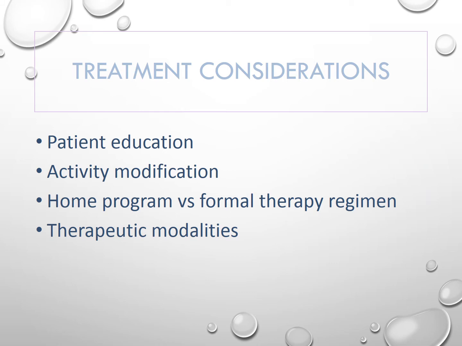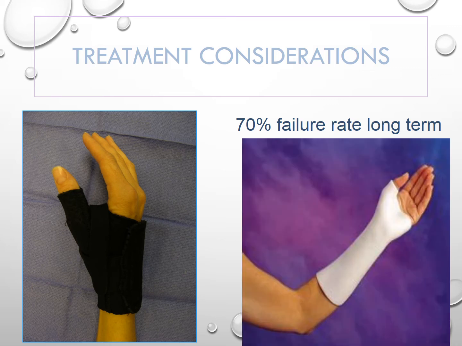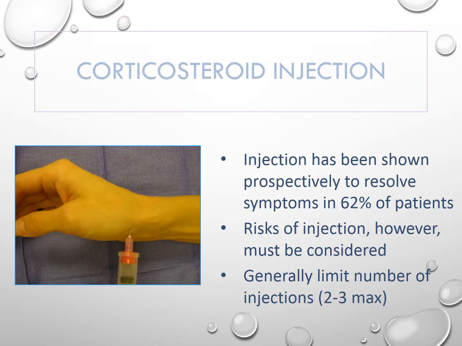Treatment considerations include patient education, activity modification, home program or formal therapy, which doesn't help many, and therapeutic modalities. There is also the option of trying a brace. However, 70% of patients end up failing long-term using a brace because the brace really only stops the patient from moving in that direction and doesn't really help the inflammation from the de Quervain's tenosynovitis.